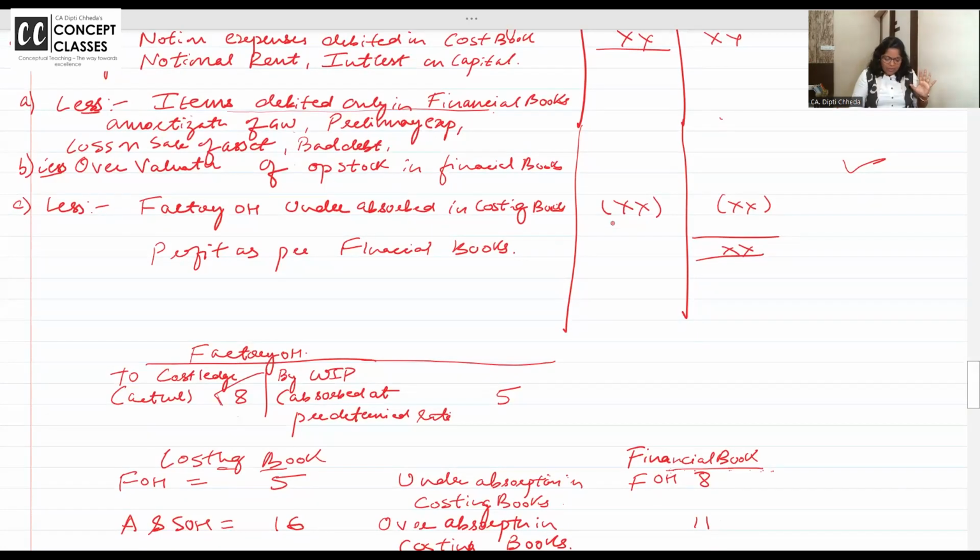So what has gone into the P&L account? 8 rupees. But we have absorbed at a predetermined rate, 5 rupees. So what has gone in the cost sheet? 5 rupees. Is this factory overhead under absorbed?